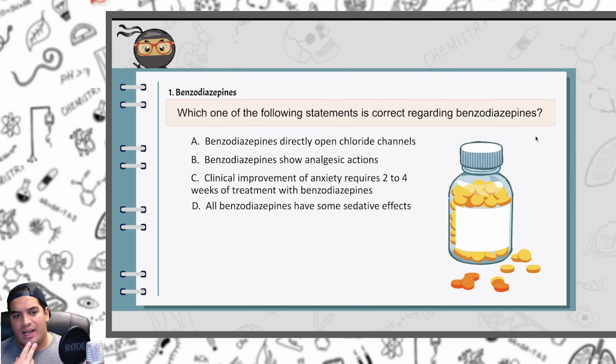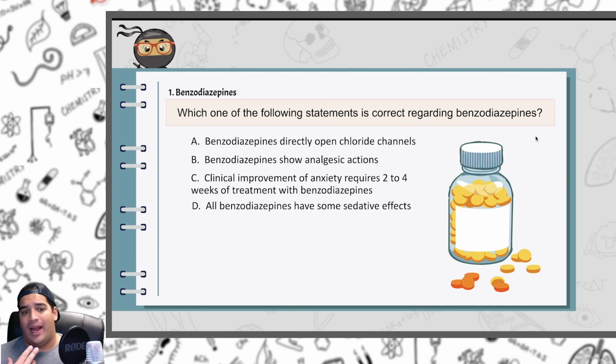So I would say that again, they work via the GABA-A receptor, right? So they actually bind to the GABA-A receptor. Whenever they bind to the GABA-A receptor, that actually will open up the chloride ion channels. So I wouldn't say that they directly open the chloride ion channels. They have to bind to the receptor and change the shape of the actual GABA protein to open up that channel. So I wouldn't say directly.